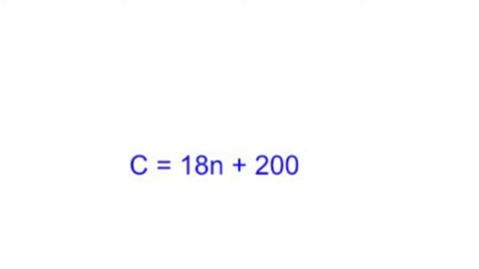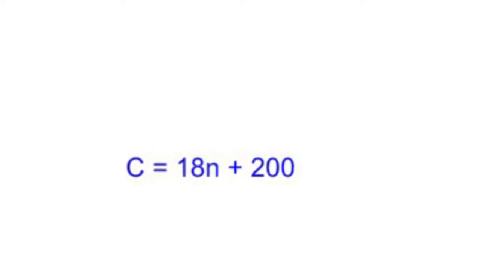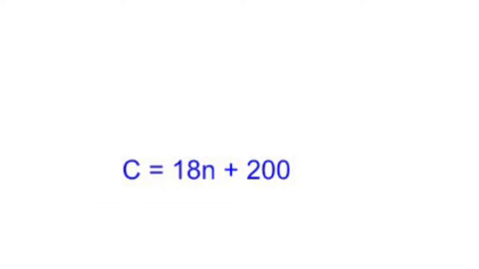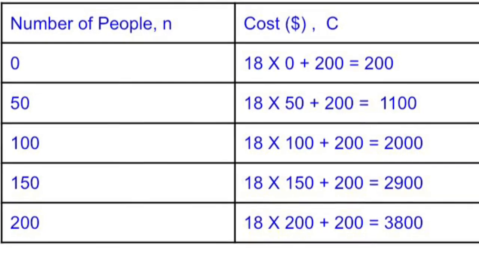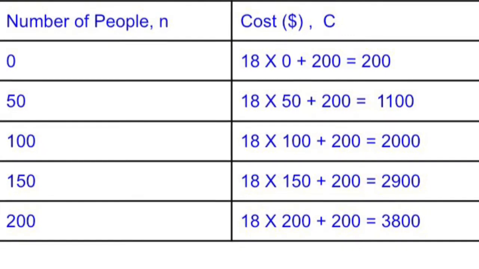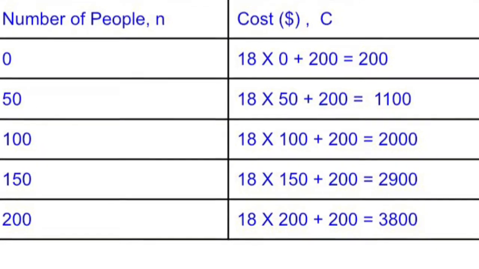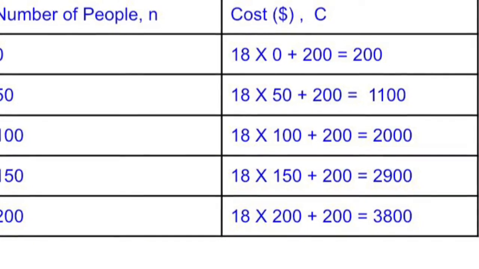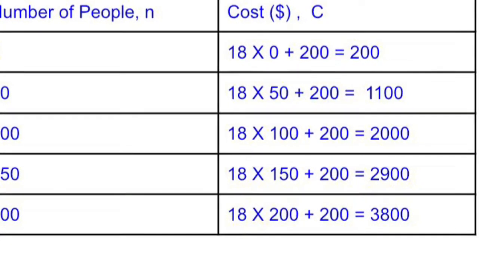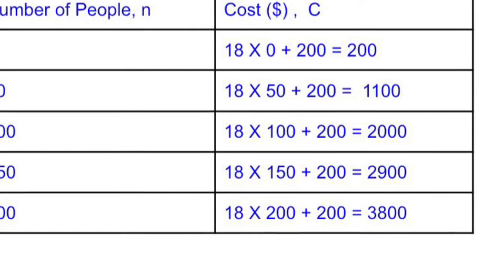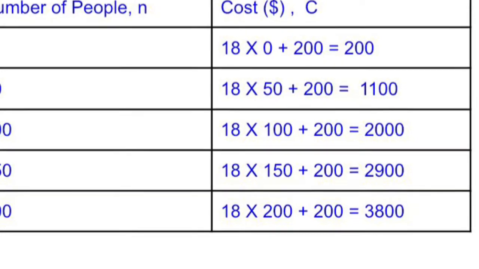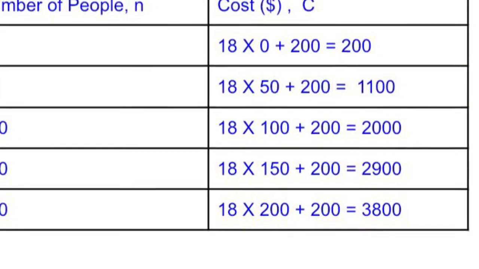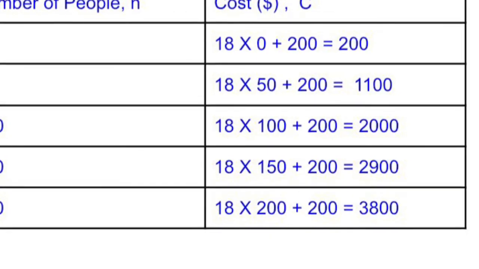And you could choose whatever you wanted the x side, or the left side, the n's, to jump by. And I decided to make mine jump by 50. And so here would be the correct table of values if you jump by 50. So 18 times 0 plus 200 gives you 200. 18 times 50 plus 200 gives you 1100, and so on and so on. And so you can check that with your graph from yesterday.